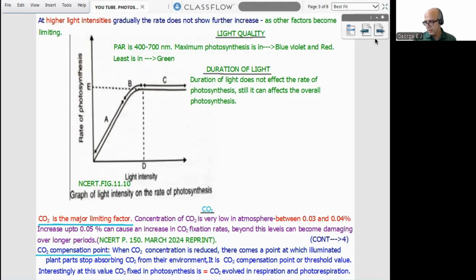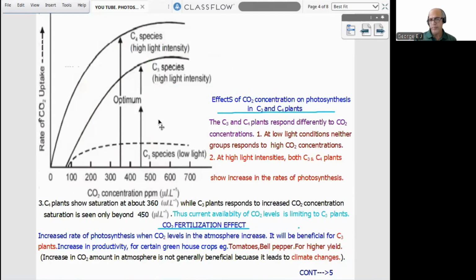I think up to that it is clear. Now comes a famous graph: effect of carbon dioxide concentration on photosynthesis in C3 and C4 plants. It is C4 here, it is C3 here. C4 can reach maximum photosynthesis when carbon dioxide concentration comes around this place, that is 350, 360, while C3 can hold carbon dioxide up to 450. That is the base of this diagram.